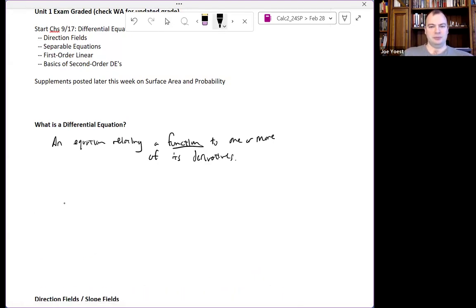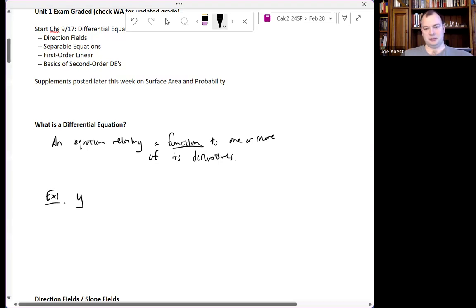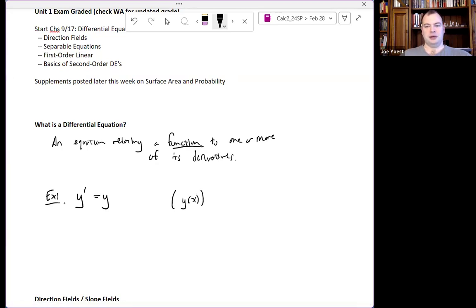The most basic non-trivial example of a differential equation is something like this. Say y prime equals y. Here I have a function y of x, and I want to find the function y of x such that when I substitute it in over here, this becomes a true statement, right?